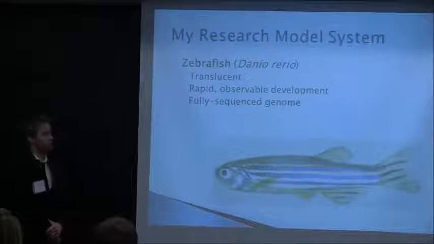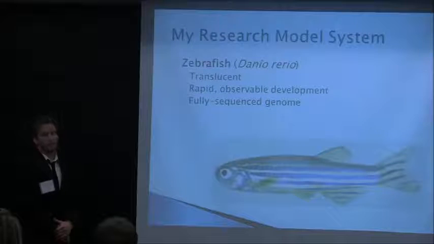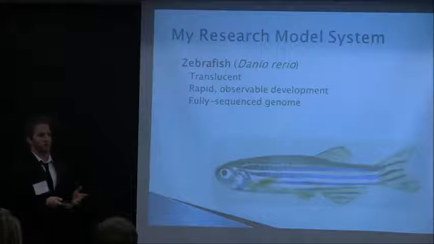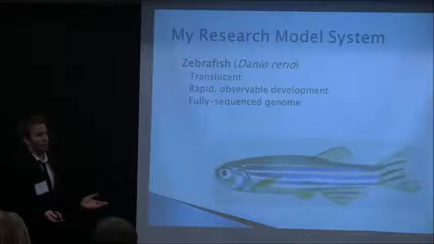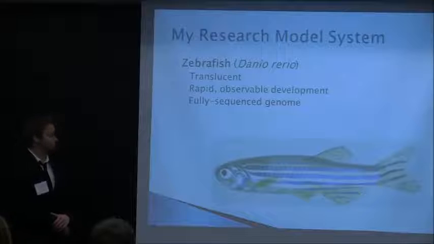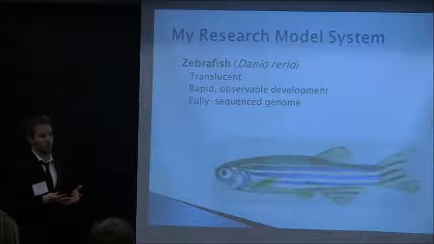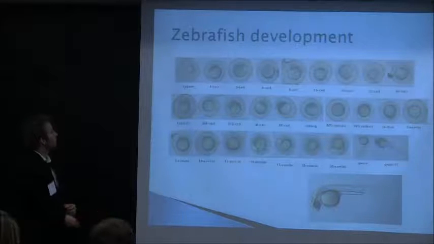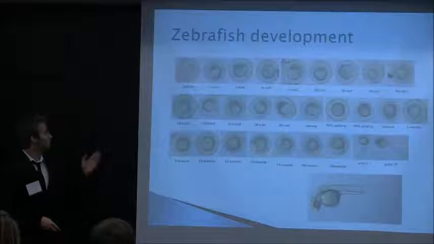The model system that we work with is zebrafish. Here's a zebrafish pictured here. The reason we like to work with zebrafish is that, first of all, they're translucent, which makes it much easier to study what's going on inside them. They also have rapid observable development, which is very important in research. And they have a fully sequenced genome, the sequences of all of the major genes, and that's very useful for us.